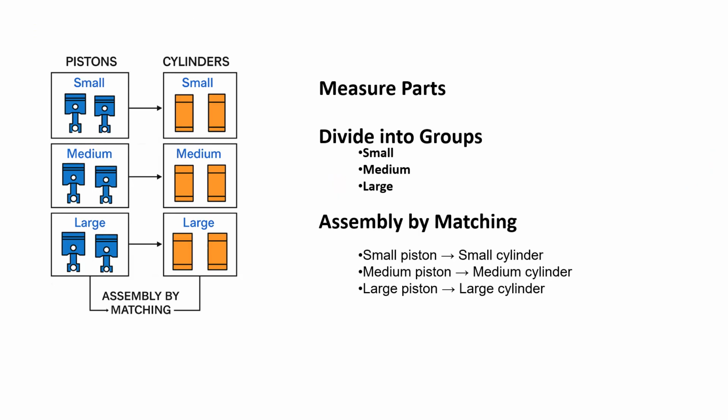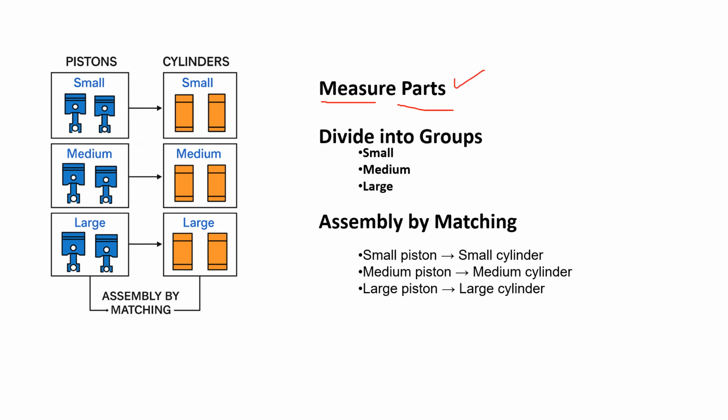So let's discuss selective assembly with one example. Let's consider a piston and cylinder, two mating parts, and here we are producing the sizes with high tolerances. After manufacturing the piston and cylinders, we have to measure the piston size as well as the cylinder size. So the first step in selective assembly is to measure the parts.